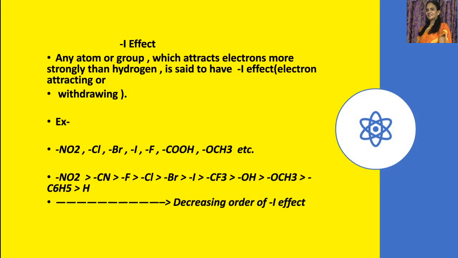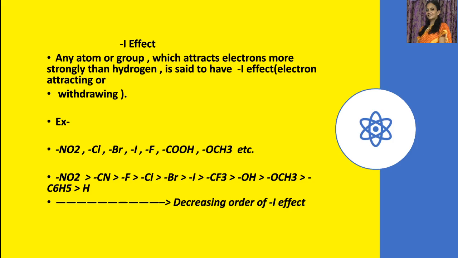First of all, let's discuss the minus I effect. Any atom or group which attracts electrons more strongly than hydrogen is said to have minus I effect. So, which group is said to be a minus I effect group? Electron withdrawing or electron attracting groups. Simply we can say that the species which attracts electrons more strongly than hydrogen is said to have minus I effect, or electron attracting or electron withdrawing effect.